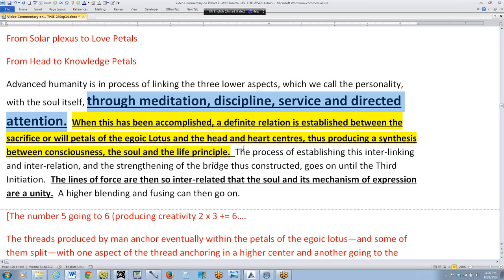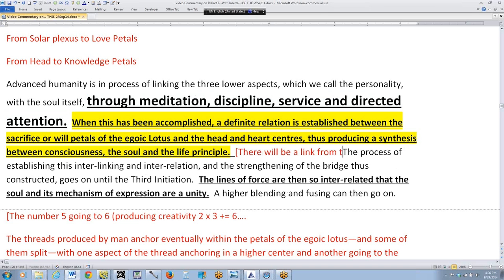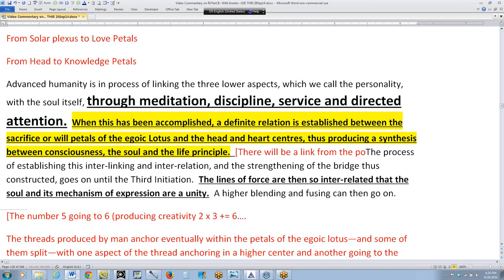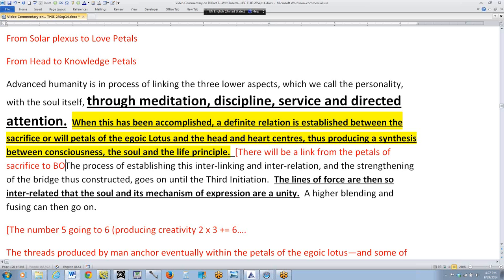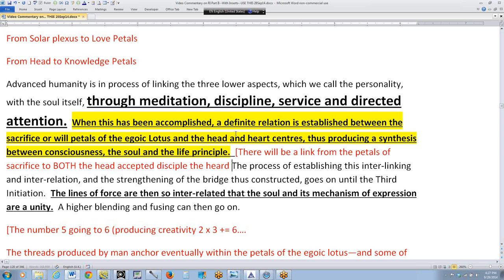And consciousness, I think, can be related to the head, and the life principle to the heart. So let's just put this in. There will be a link from the petals of sacrifice to both the head and the heart centers.